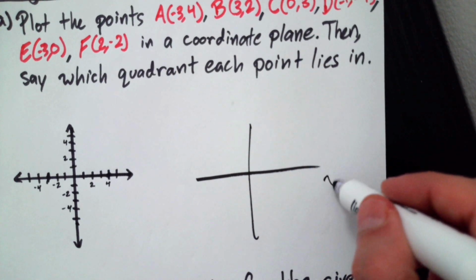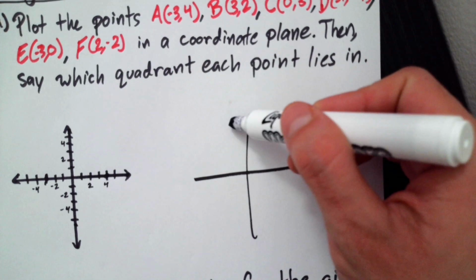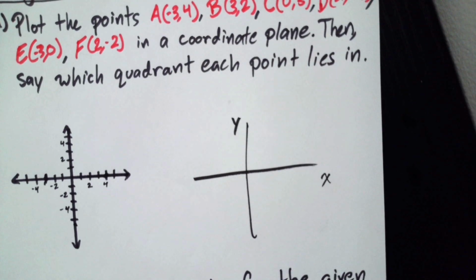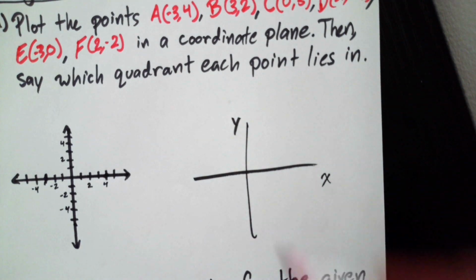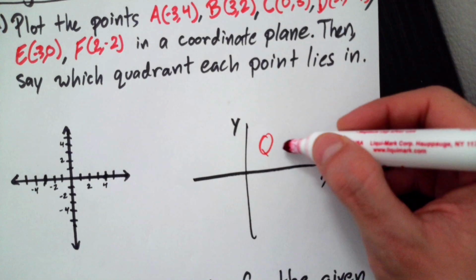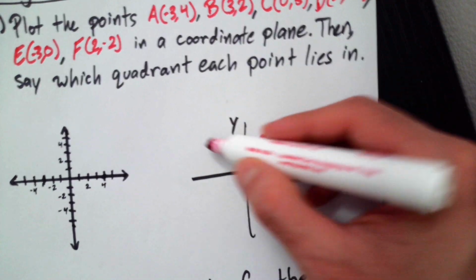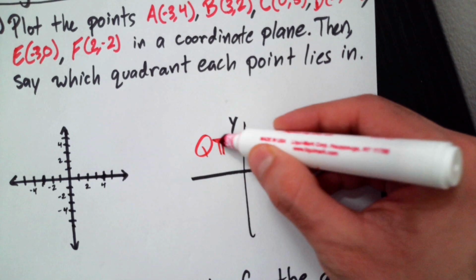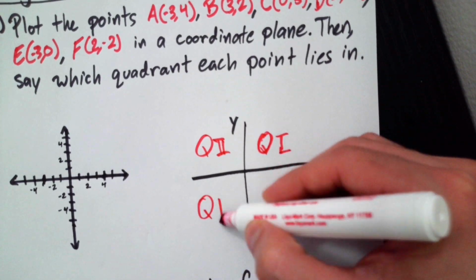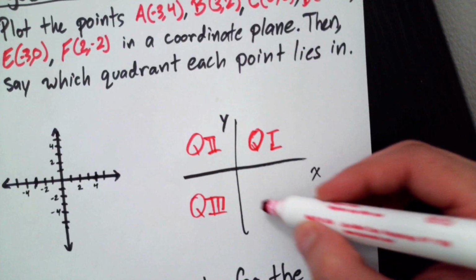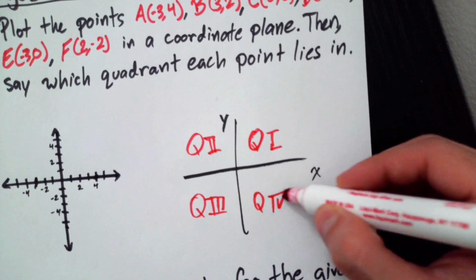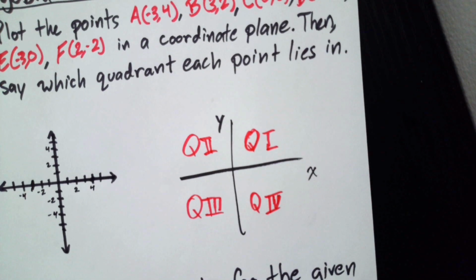This is my x-axis, this is known as my y-axis, and when we're talking about quadrants, we can say that this is my quadrant number 1, and we use Roman numerals. So quadrant 1, quadrant 2, quadrant 3, and then quadrant 4.